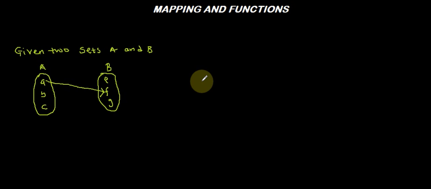Another thing I would like you to take note of is what we call the domain and codomain. The starting point of a mapping is what we call the domain, while the end point is what we call the codomain. Now look at how I mapped A to F. You see that the arrow starts from A and ends at F. So the starting point, which is set A, is our domain, while the end point, which is set B, is what we call the codomain.